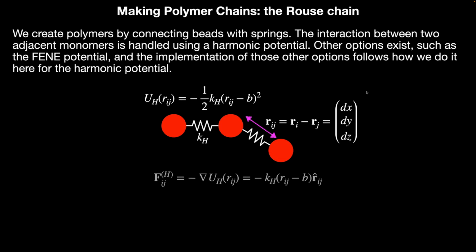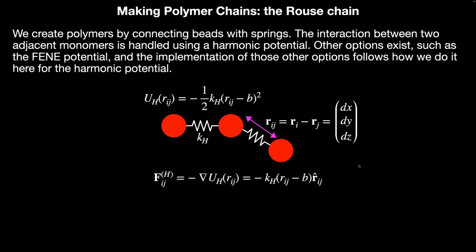And so we know that if we wanted to compute the force that's resulting from this potential, we take the negative gradient of it. And so the negative gradient of that potential gives us minus kh times Rij minus b. This is just Hooke's law. And the direction of the force will be along the separation Rij. So this is just a unit vector in that direction.